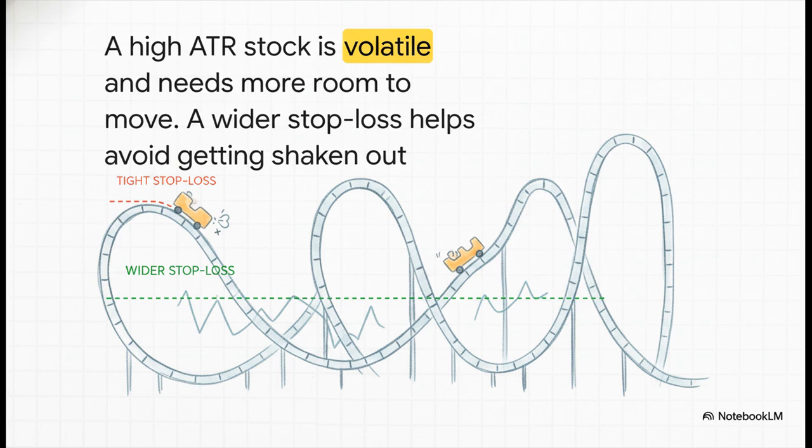Think of a stock with a high ATR like a roller coaster. It's just built for big ups and big downs. If you set your safety bar, your stop-loss, way too tight, you're going to get tossed out on a perfectly normal dip. The ATR gives you a sense of how big those dips usually are, so you can give your trade enough room to breathe.